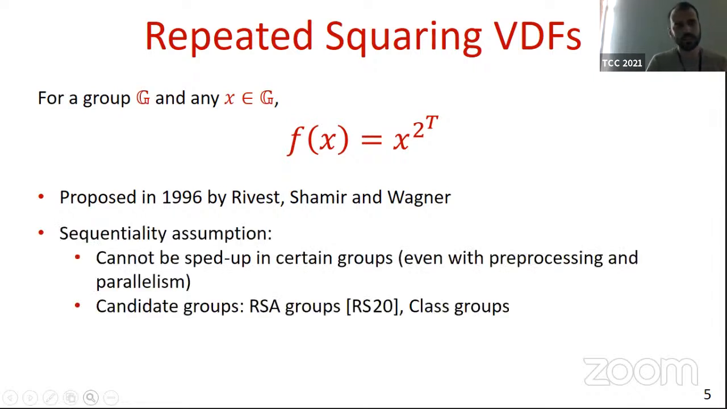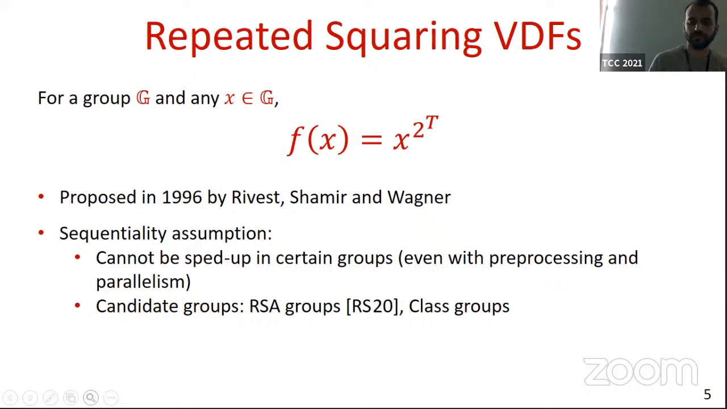And the fact that this is indeed a delay function is based on an assumption that states that this computation cannot be sped up below time t, at least in certain groups. It's not hard to see that in order for this assumption to be even possible in some cryptographic group G, this group has to be a group of unknown order, meaning it should be difficult to compute the group's order given the group's representation. We currently have two families of groups that serve as candidate groups for such an assumption. These are the family of RSA groups and specific subgroups of RSA groups, and the class groups of the imaginary quadratic number fields.